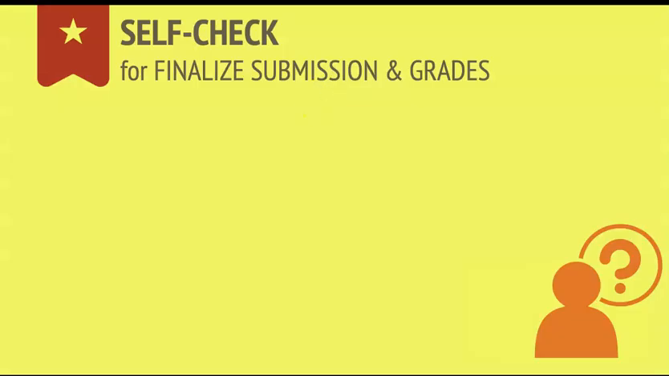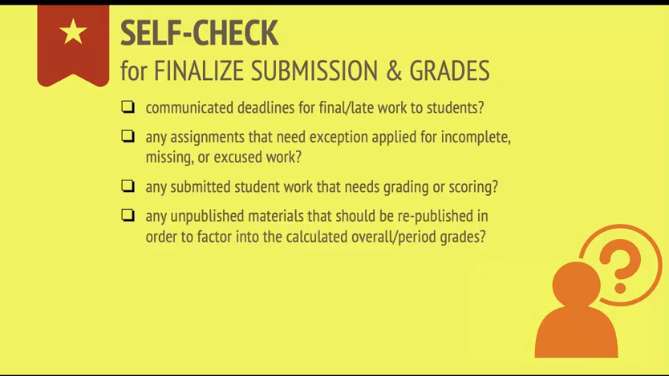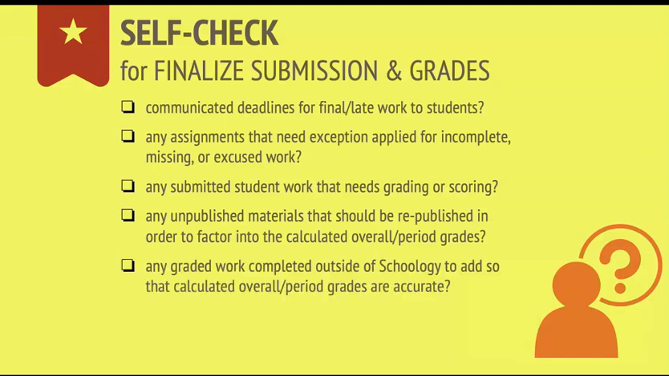So here's a little self-check on finalizing submissions and grades. We want to make sure we're communicating deadlines for final and late work submissions for students. Are there any assignments in our gradebook that need those exceptions applied? It makes it easier for students to find. Is there any submitted work that I need to review or final grade? Remembering that unpublished materials do not get calculated into overall or period grades, so we want to make sure that we republish those in order to factor into the calculated averages.